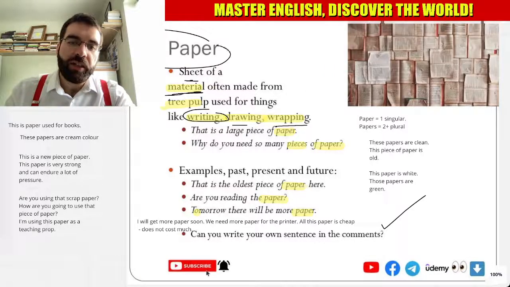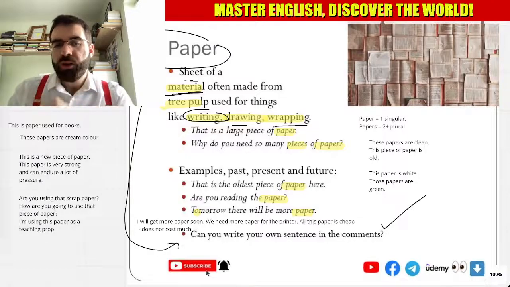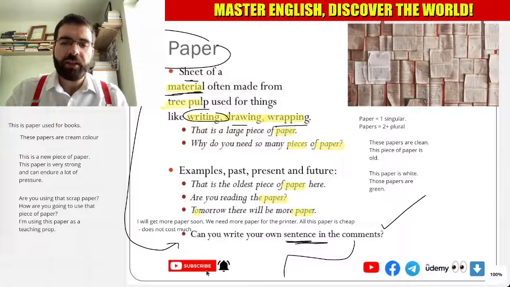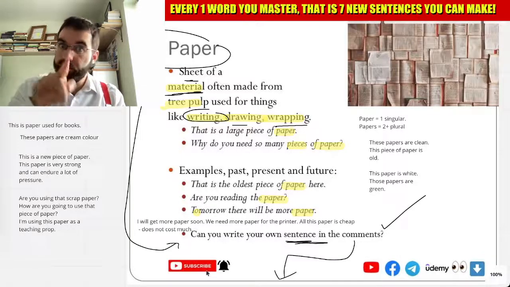So yeah, paper. Now, can you write paper in a sentence? Write it in the comments below.